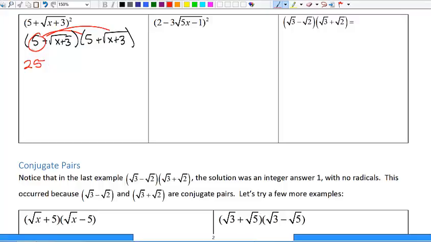Now remember, the 5 is on the outside of the radical, but the x plus 3 is on the inside. So we're just going to get 5 times the square root of x plus 3. Then I'm going to come back and grab that plus root x plus 3 and distribute it to both sides. So then I get plus 5 times the square root of x plus 3. And then the square root of x plus 3 times itself is the square root of x plus 3 quantity squared.